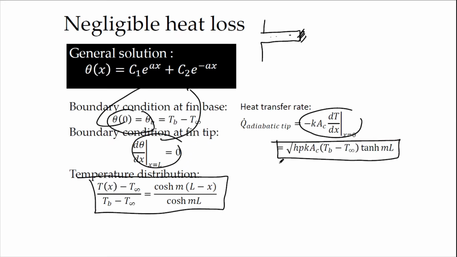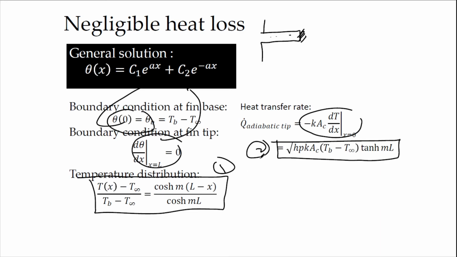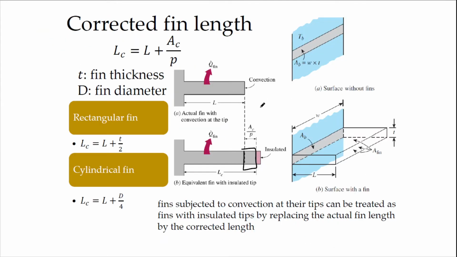The equation is straightforward: equation number 1 is for temperature, and equation number 2 is for heat transfer rate. It is very straightforward compared to convection, but you need to add a certain length, what we call a corrected fin length. You calculate the cross-section area, divide by its perimeter, and add the actual length. So you basically extend the fin a bit, and then you can cancel convection and replace it with insulation.